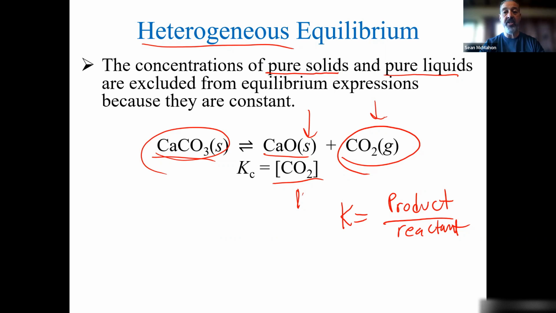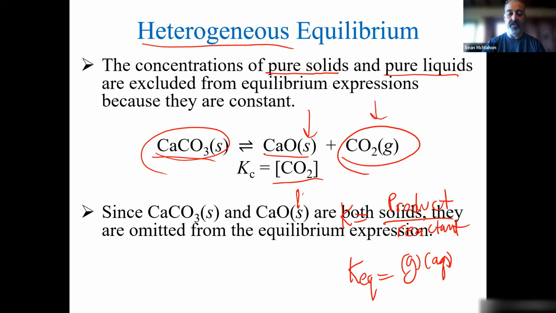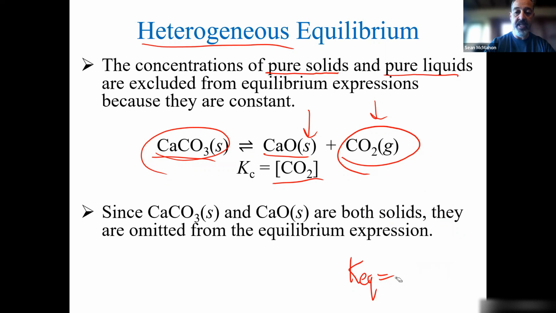So for heterogeneous equilibrium, basically in your reactions where you're asked to solve for the equilibrium constant, you include gases and aqueous phases. Those are the phases you include. You do not include solids and liquids. So both the calcium oxide and the calcium carbonate, because they're solids, are not incorporated into the equilibrium expression.